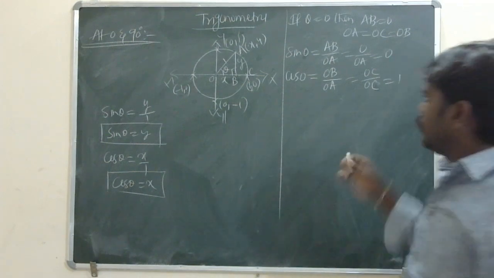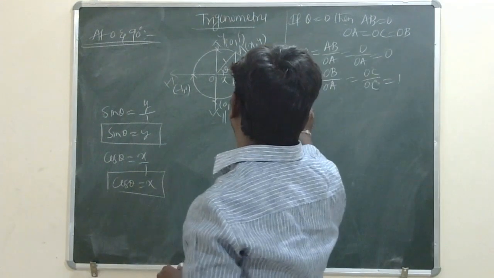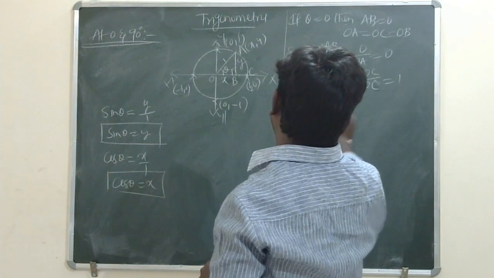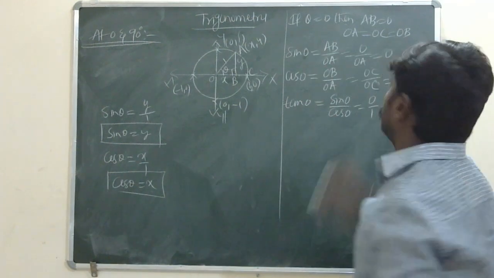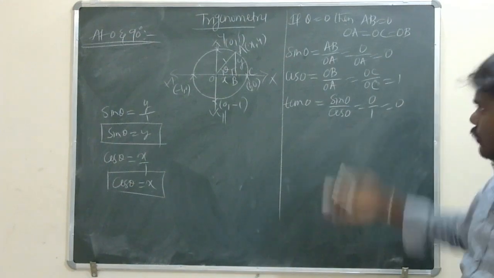Okay. Next tan 0. So tan 0 means here what? Sin 0 by cos 0. So sin 0 is 0. 0 by 1 is 0. Next the reciprocal of this.